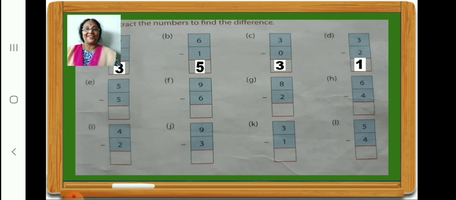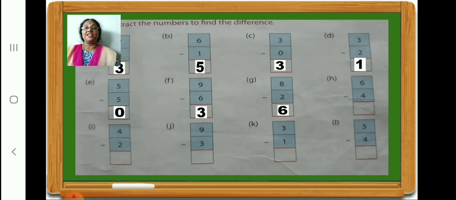Now let us move on to the next question. 5 minus 5. You can use your fingers children. Ready? Yes, 5 minus 5 is 0. Write 0. Now let us move on to the next question. That is 9 minus 6. How much is 9 minus 6 children? 3. So write 3. Now let us go to the question G. 8 minus 2. You can use your fingers children. Ready? Okay. How much is 8 minus 2? 6. So write 6.